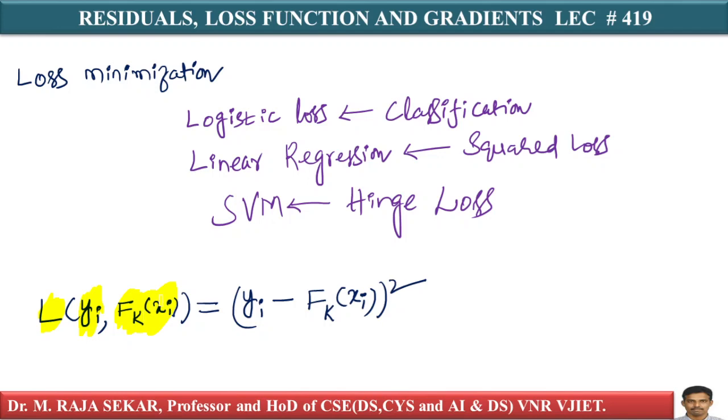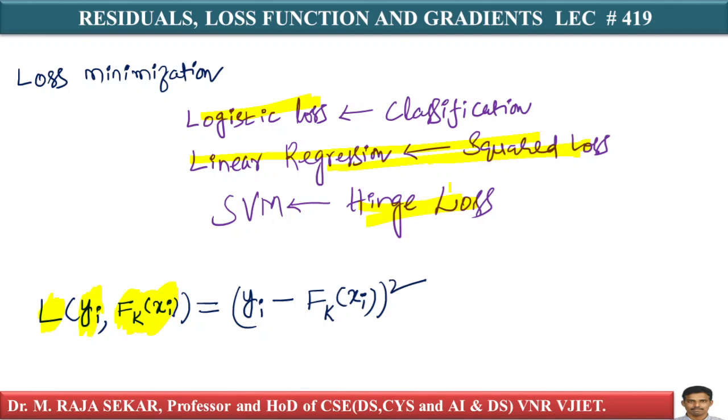Let me take regression because it is easy to understand. Of course, we can understand it using logistic loss or hinge loss also. It's just easier to understand the concept because the mathematics is much simpler when we use squared loss in linear regression. We are trying to solve a regression problem, not a classification problem.